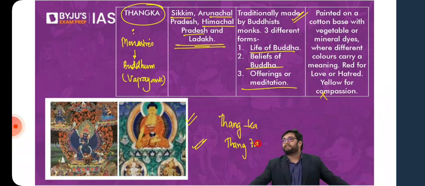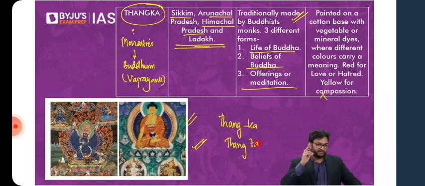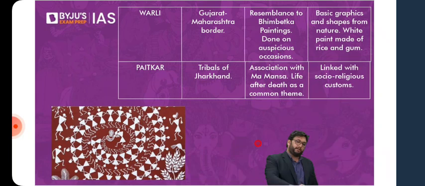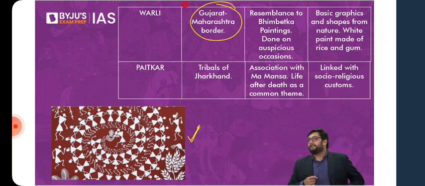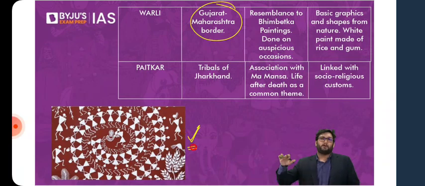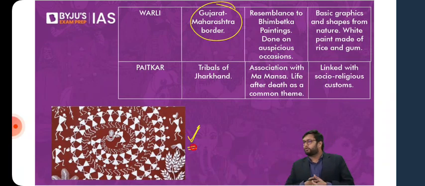Remember that they are different. Thang Ta is a martial art. Thang Ka is a folk tradition of painting. Please note this and understand this clearly. Thereafter, Warli, which is again considered in a way an extension of prehistoric art, happens in the Gujarat-Maharashtra border, and it is the art which is in stick form. Very popular now, also pursued by everybody. Very easy to do also, so you can also develop this as a hobby if you want to. Then you have the Paitkar or Patkar painting, which happens in the Jharkhand sector.